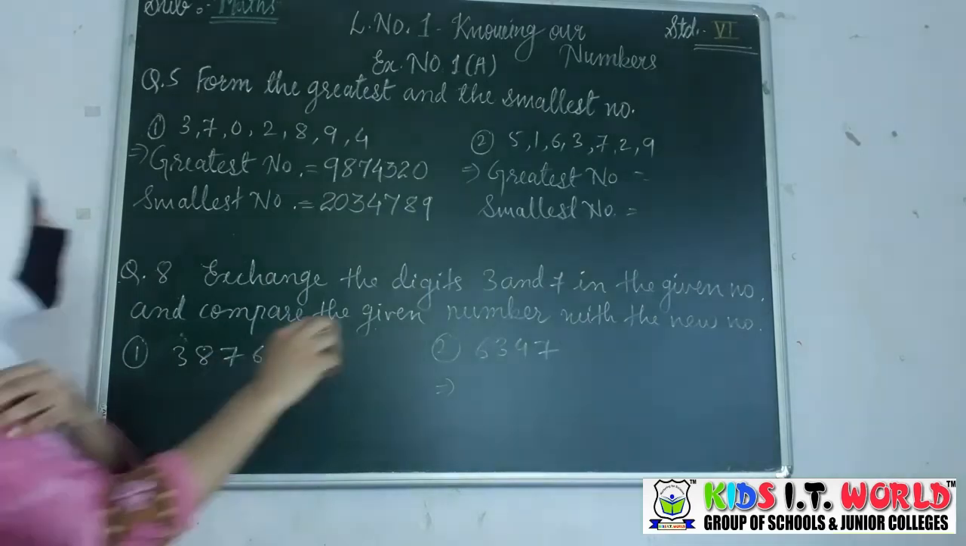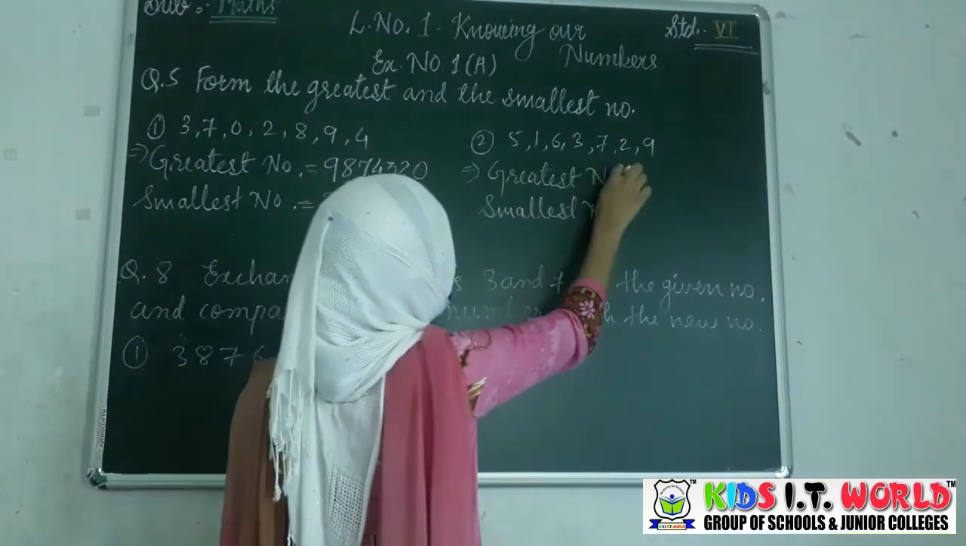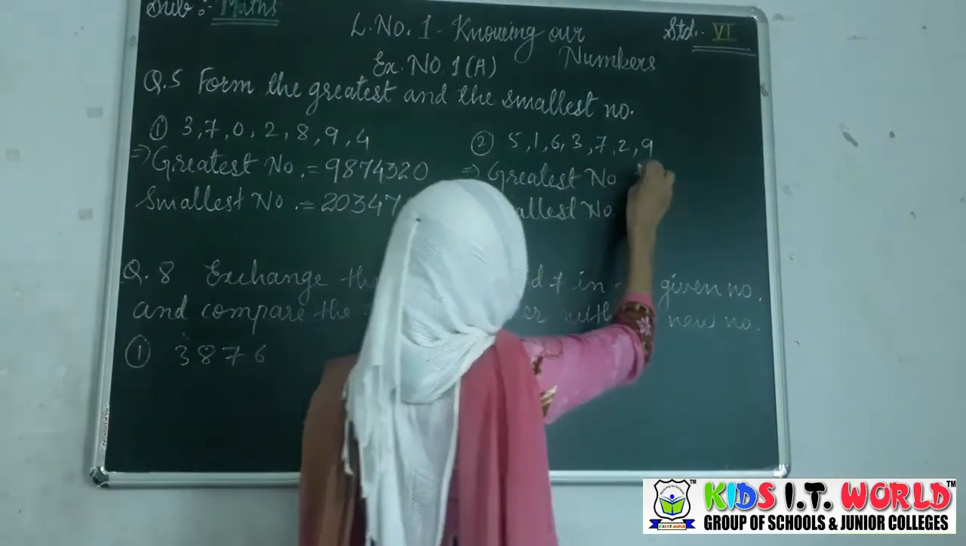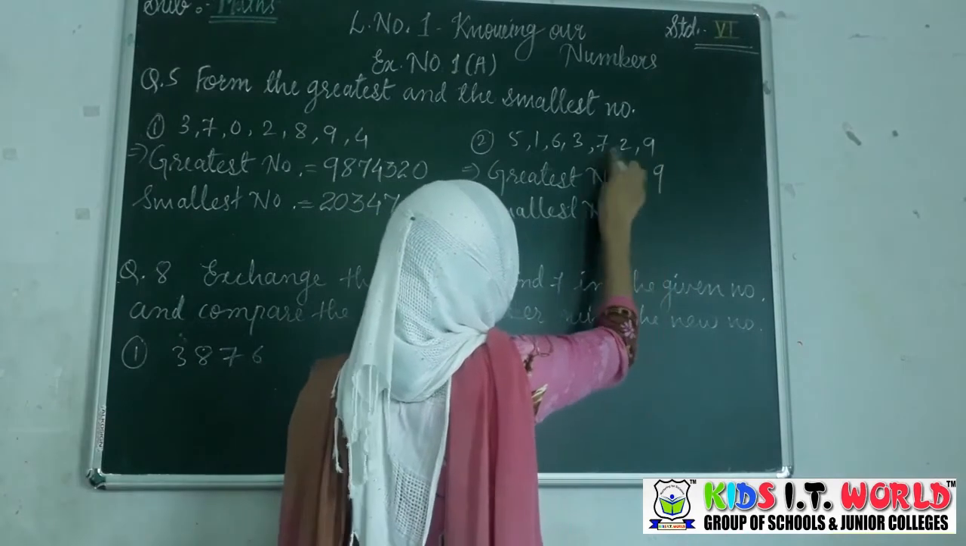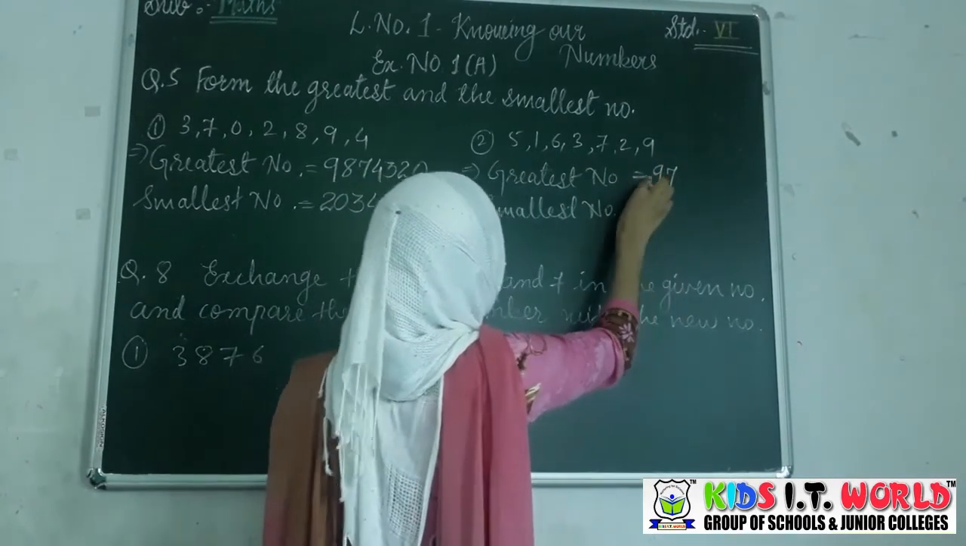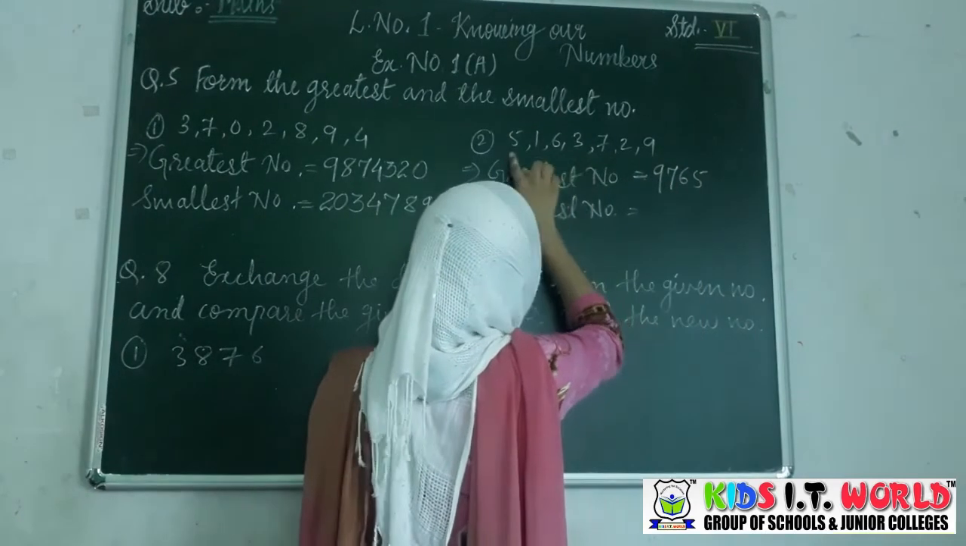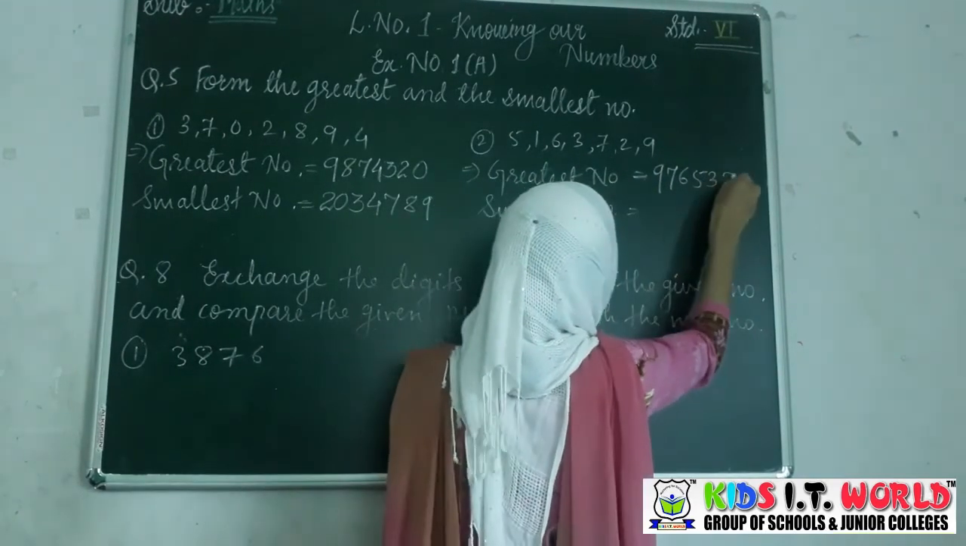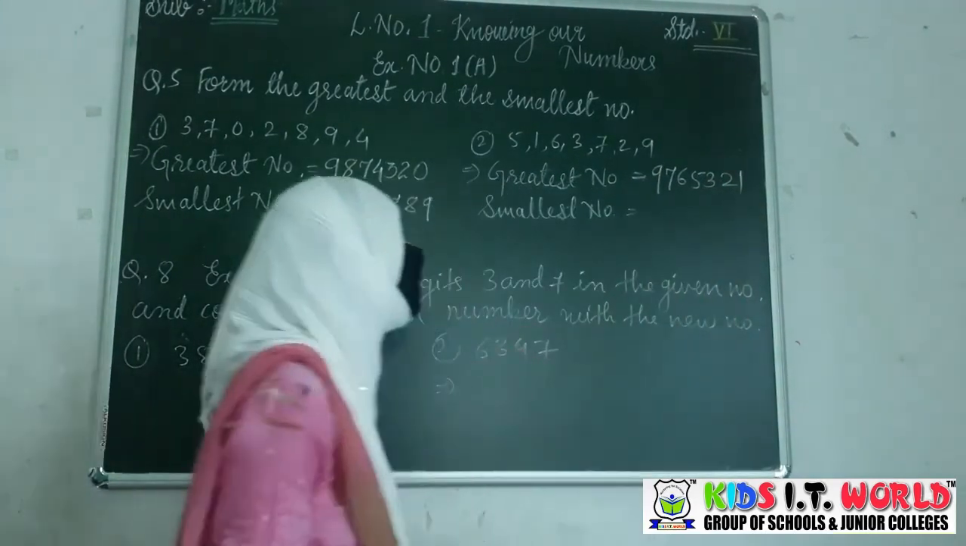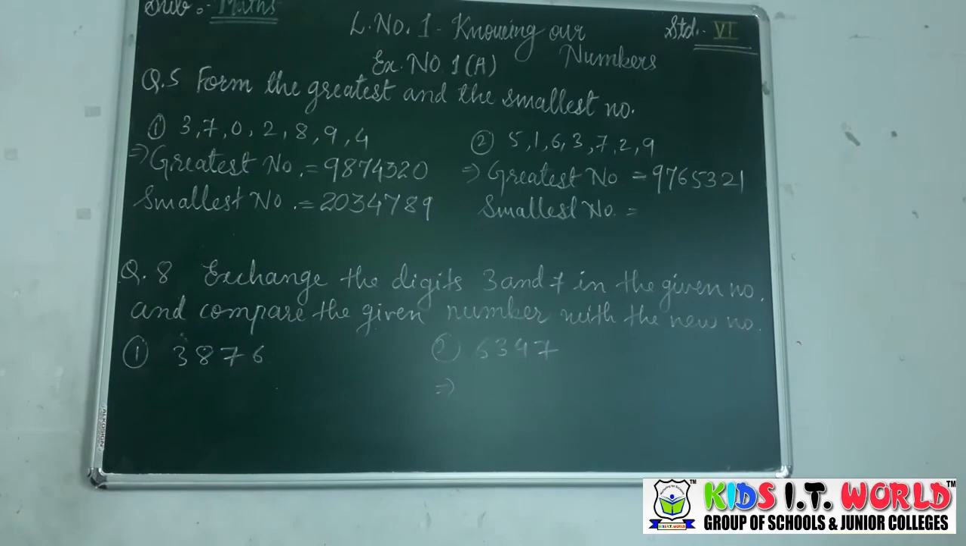Let's see another example. Here the digits are given to you. From that, which is the greatest number? 9, then 7, 6, 5, 3, 2, 1. Here you got 97,65,321. Now the next, how will you form the smallest number?